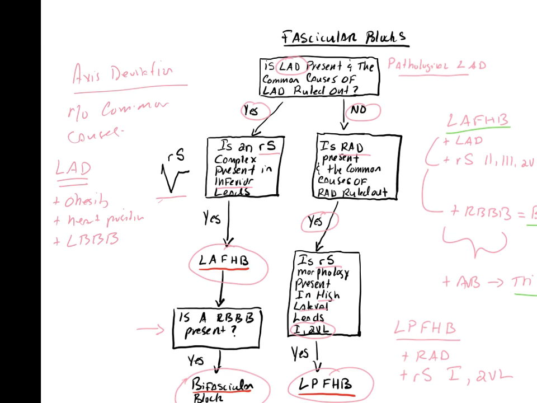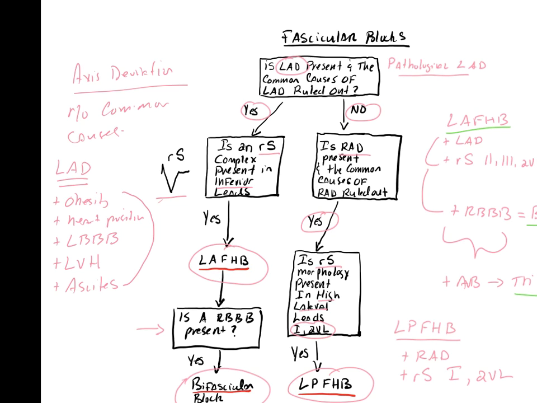Left ventricular hypertrophy? LVH. Yeah, that's a big one. Ascites? Ascites. Good. All right. So if you have a left axis deviation, and you can attribute that to any of these causes, that would stop you from going down the fascicular block pathway.